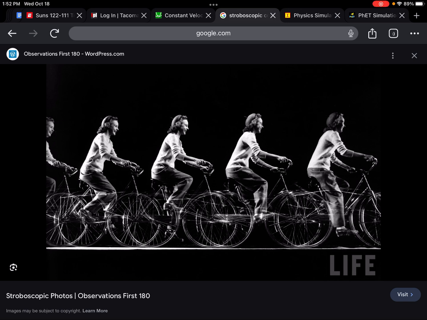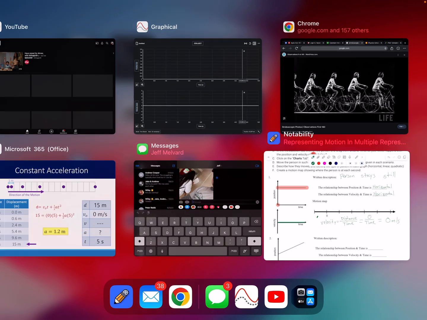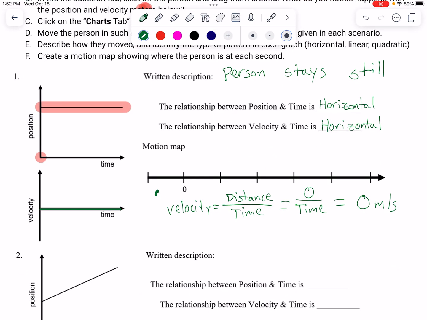You notice this person is pretty evenly spaced out. One thing that suggests is that the person is moving with a constant velocity, right? Every second, they're moving the same distance. That means they're not speeding up, not slowing down. However, when we looked at our moving man to create a horizontal position time graph, at every second, they were just in the same exact position. So let's create a motion map of that.